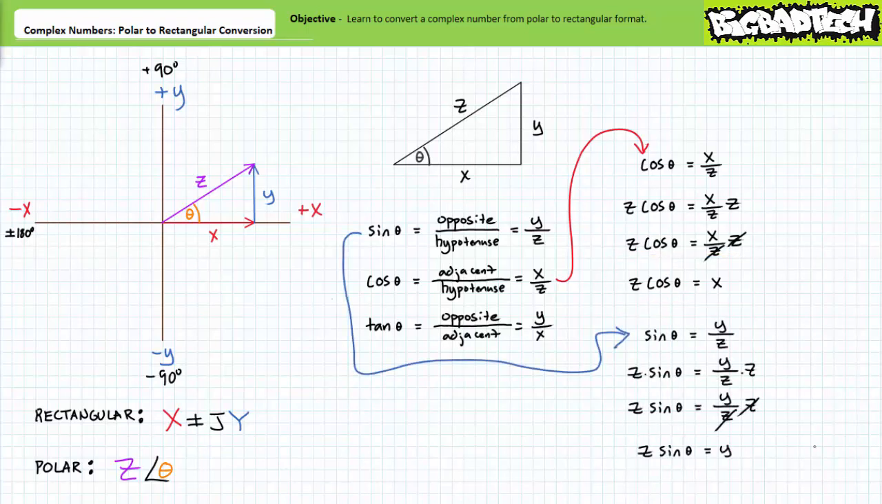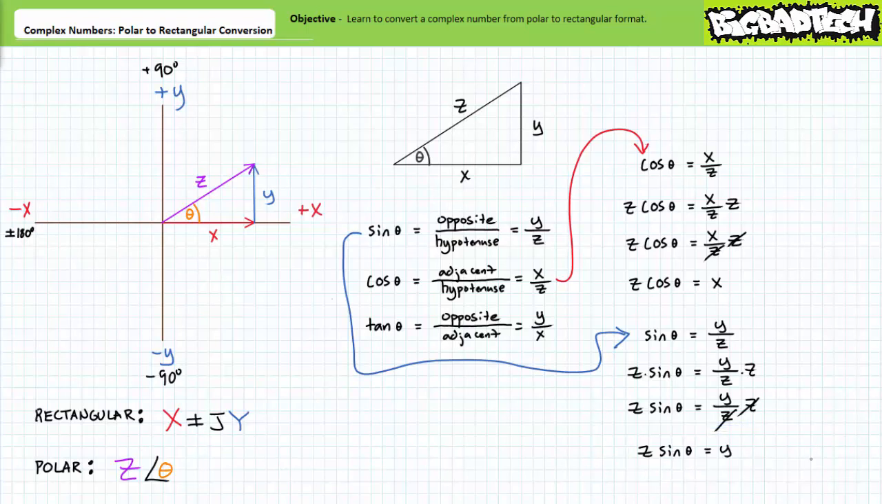Now let's examine the means of determining the vertical imaginary y component. As previously, given the opposite leg of a right triangle is the product of the hypotenuse times the sine of the angle formed by the hypotenuse and adjacent side, it can be said that the vertical imaginary y component is the magnitude times the sine of the angle. Y equals z sine theta.